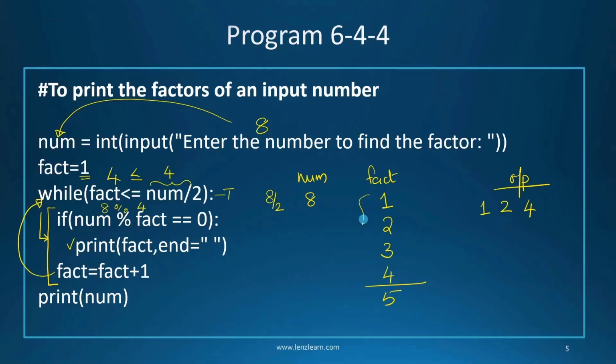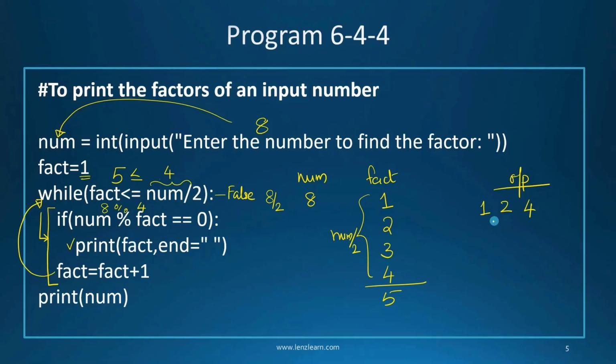Now you can stop, because you have checked all the num by 2 values, right? All the factors available other than 8 are already printed out. So now the value of fact becomes 5. I will go to the while loop condition check. I will check whether 5 is less than or equal to 4. Now you can see this condition will evaluate to false. So now the while loop is finished.